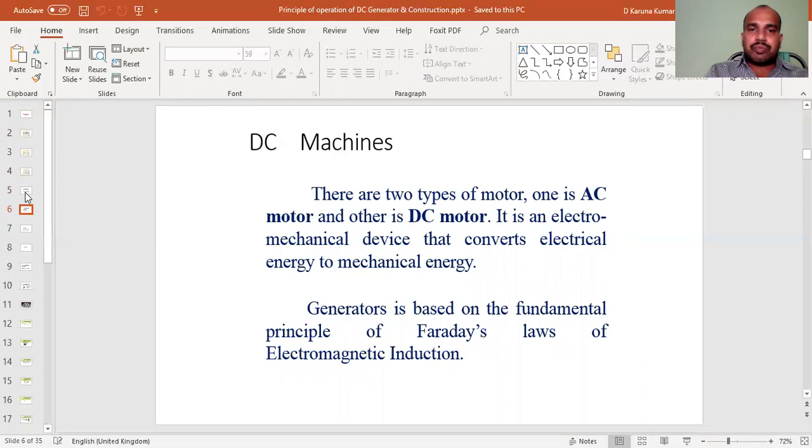And a motor converts electrical power to mechanical power, electrical energy to mechanical energy. Which machine converts electrical energy to mechanical energy? That machine is called a motor.